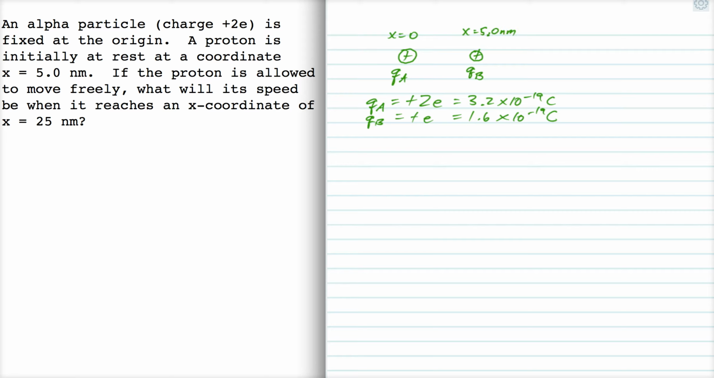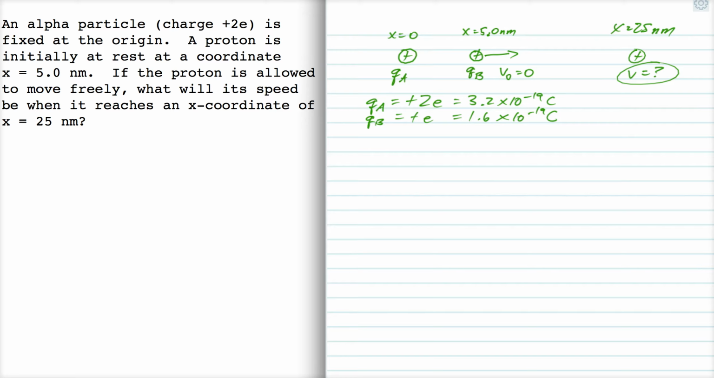The proton is allowed to move freely, and it's clearly going to move this way, and it's going to reach an x coordinate out here of 25 nanometers. The proton is initially at rest, and we want to know what its final velocity is going to be when it gets out there to x equals 25 nanometers.